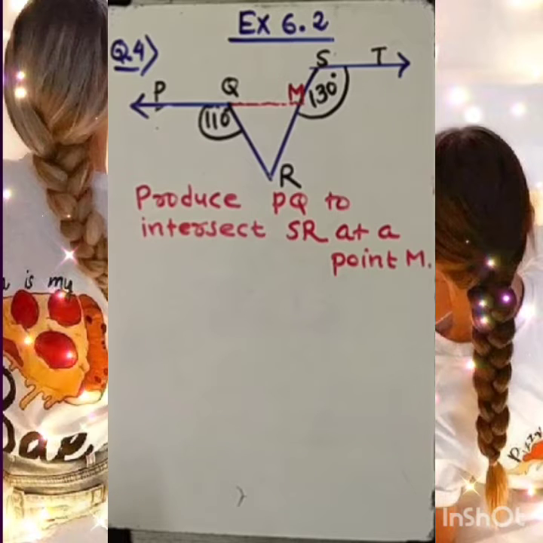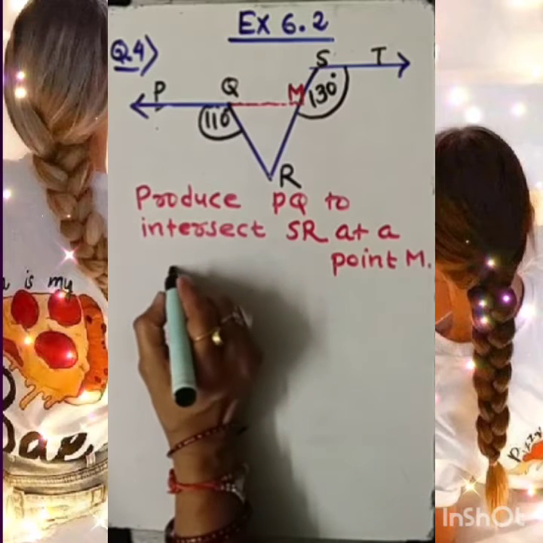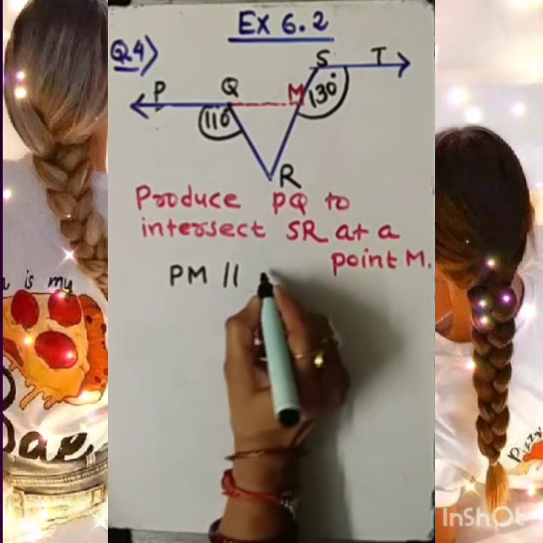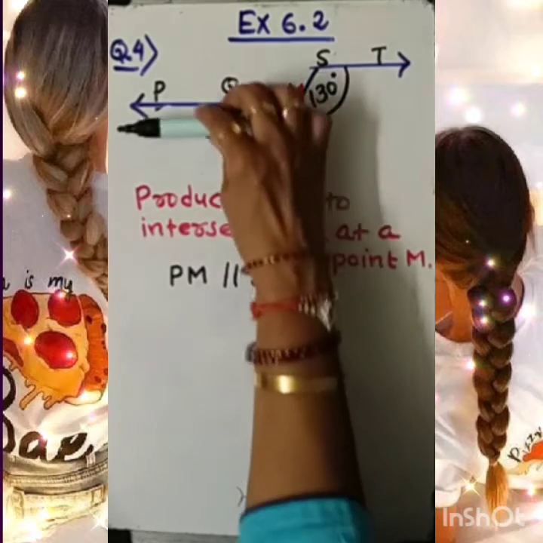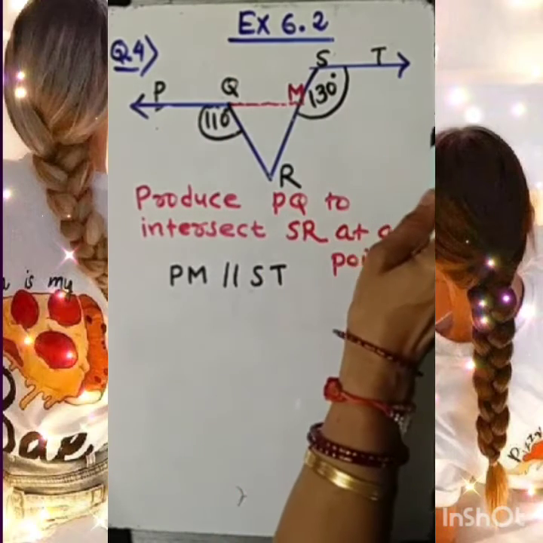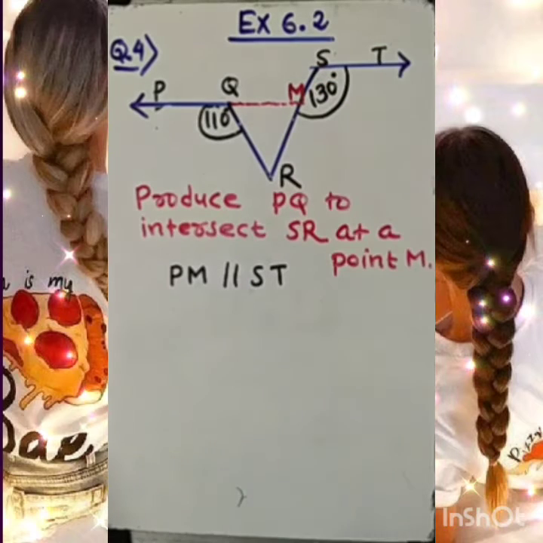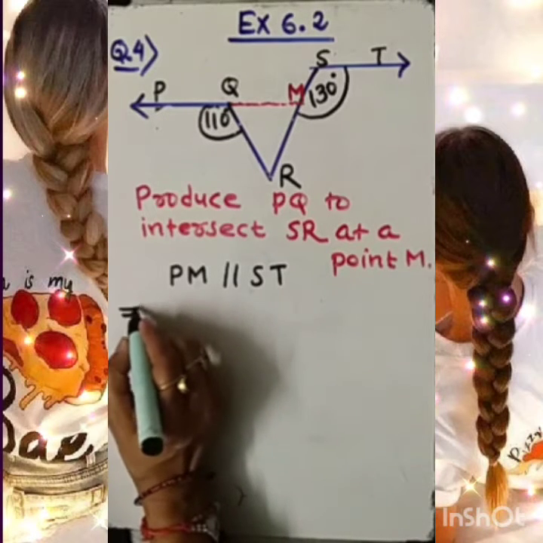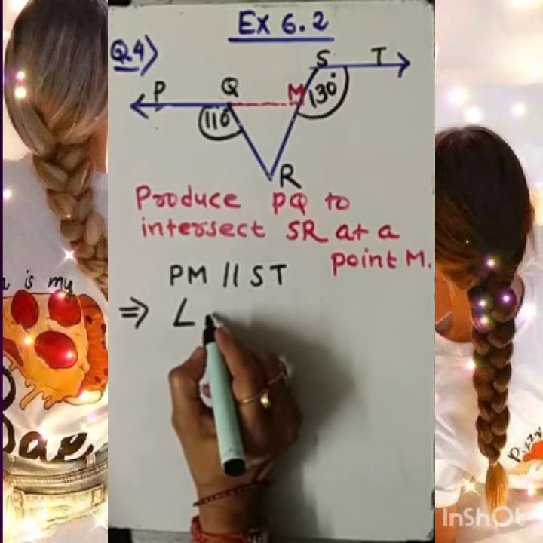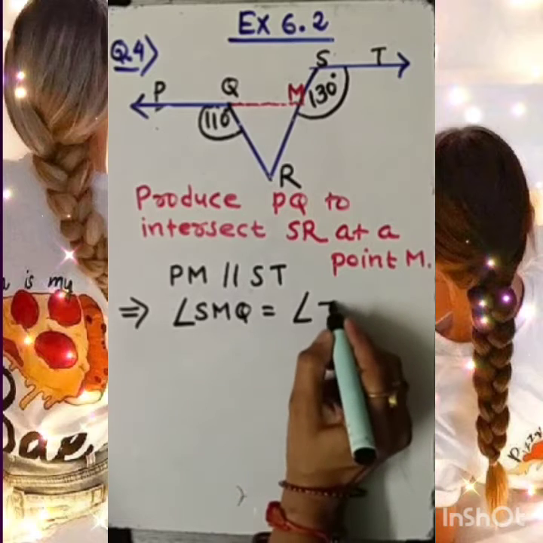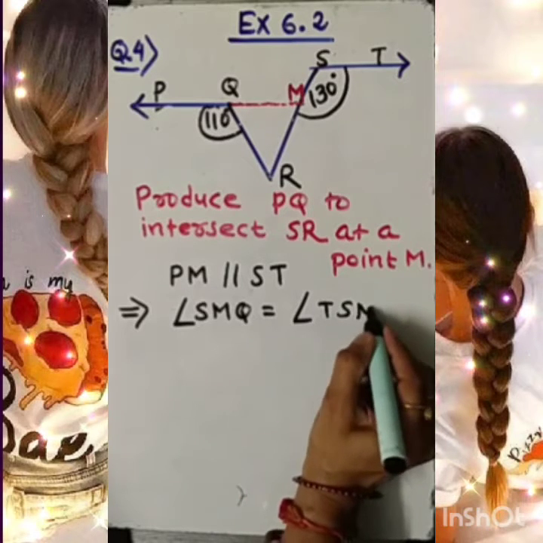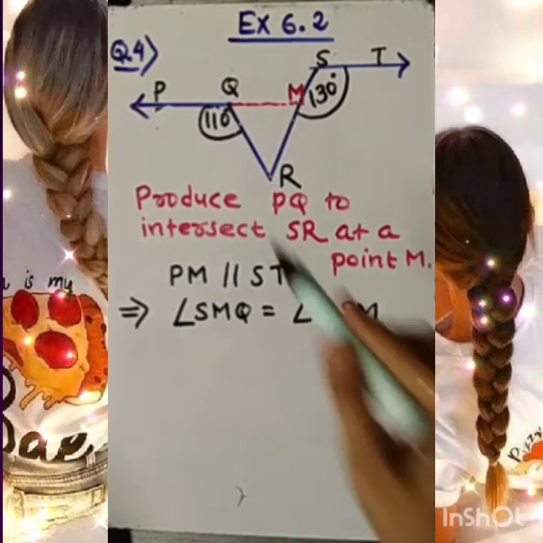Okay. Now, can I say now PM is parallel to ST? Is it true? This PM, this line which is parallel to ST, if I extend this line and this line, they will become parallel because they are not intersecting lines. Clear to you? Now, if they are forming parallel lines, then one important result. Can I say angle SMQ and angle TSM, which type of angles they are?